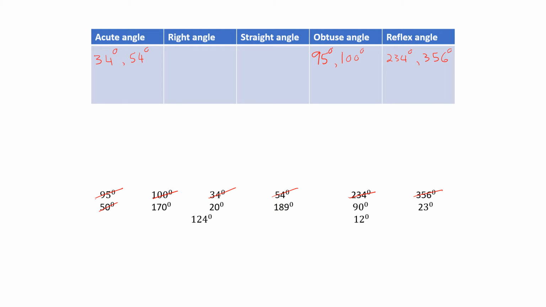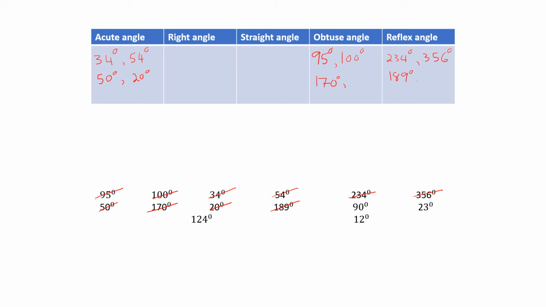50 degrees, that's a definite acute, close to 54. But again, by definition, it is more than 0 and less than 90, sorry. 170 is definitely an obtuse, coming very close to 180, but it's not 180. 170 degrees is obtuse, more than 90 but less than 180. 20 degrees, acute. 189 degrees, that is a reflex angle. Cutting it close there, but that's a reflex angle.